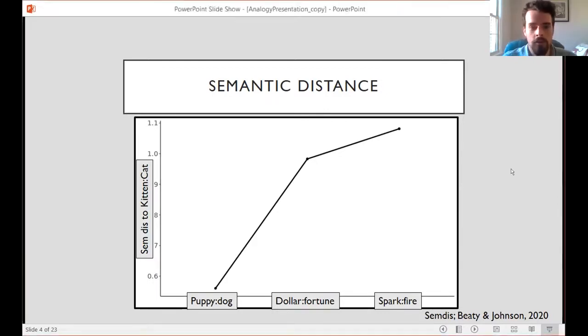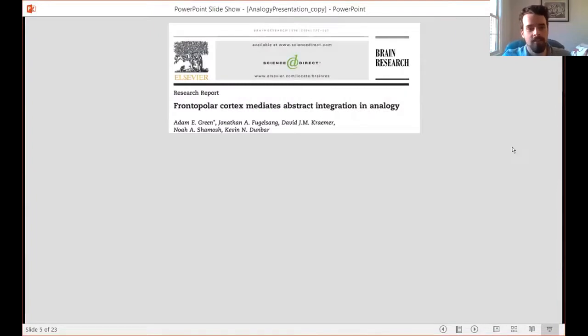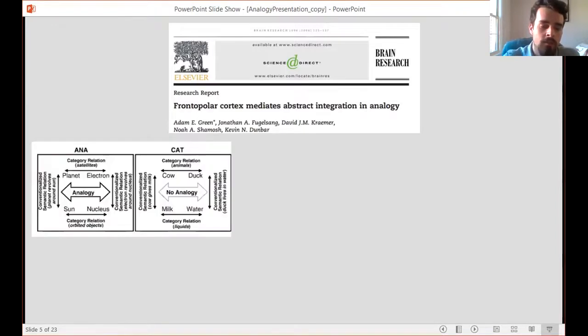Okay. So as I said, it begins in 2006. There's a paper by my advisor, Dr. Adam Green, titled Frontopolar Cortex Mediates Abstract Integration in Analogy. For this study, we used a basic analogy word pair task, as we've talked about before, where you have, planet is to sun as electron is to nucleus. We also had a control task that matched for semantic relations and categorical relations, but did not actually have analogies. So for example, cow is to milk and duck is to water.